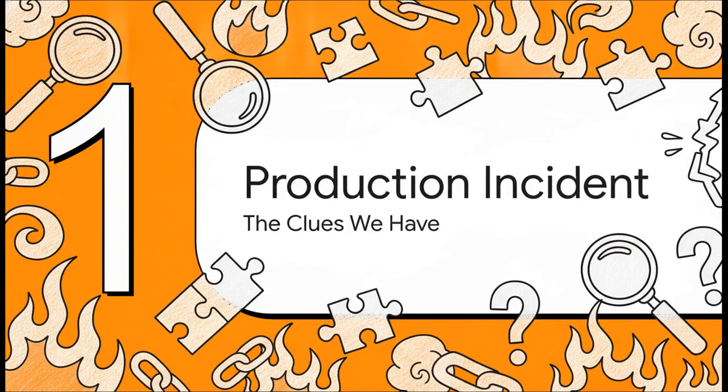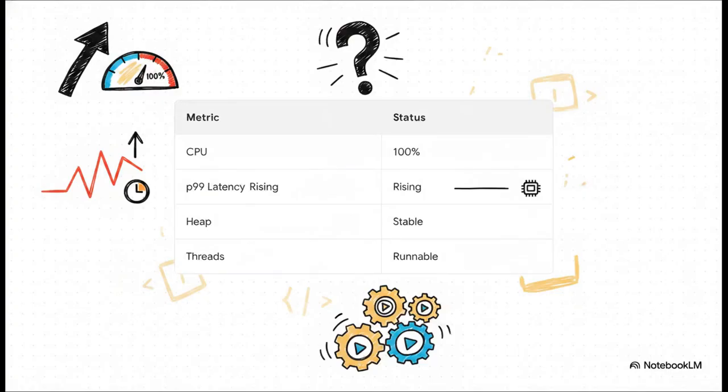All right, let's jump right into Section 1, the production incident. Picture the incident board right in front of us. We've got a system that is just screaming at 100% CPU. Our P99 latency, the experience of our absolute slowest users, is rising rapidly. And yet, the heap is perfectly stable and our thread dumps show threads actively running with no obvious deadlocks. So the system is working incredibly hard, but doing what exactly?